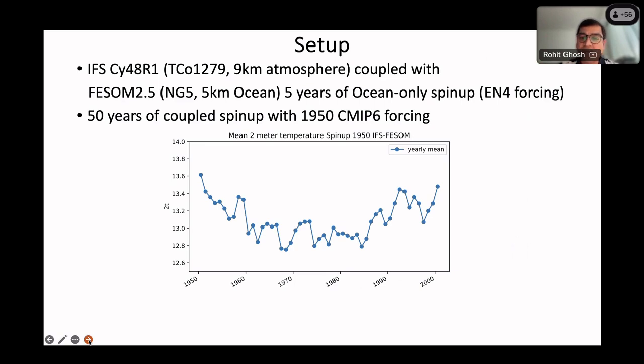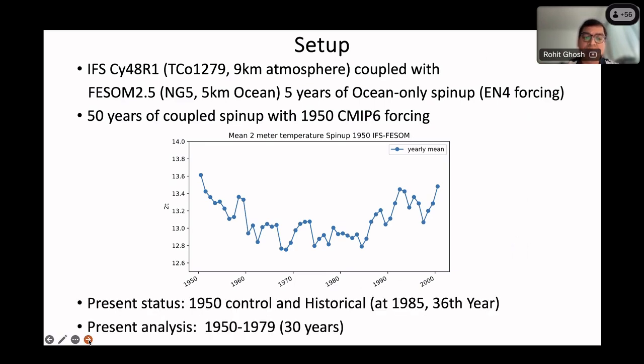After 50 years of doing that, we started from there, currently doing a control simulation and a historical simulation. Both are in their 36th year right now, so until the 35th year is done. Although I think you all have data for 20 years right now. Today I am going to show you 10 more years included, 30 years, and hopefully you can all have 30 years this week or next week. We can make sure that it can happen.